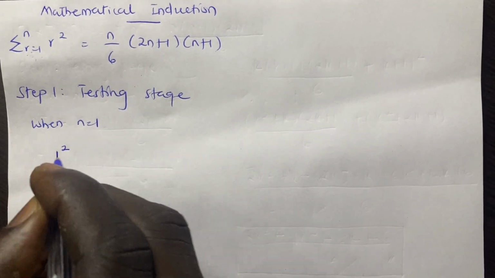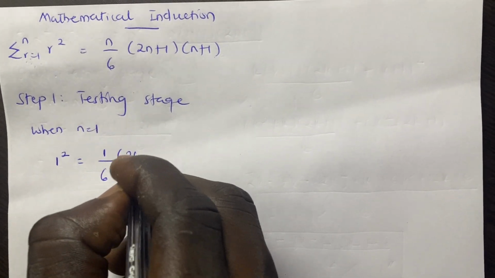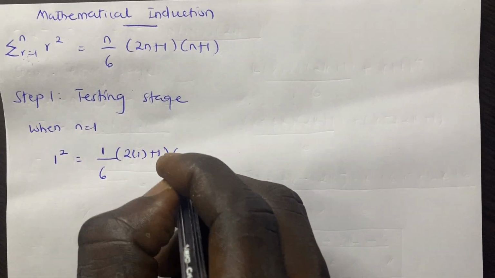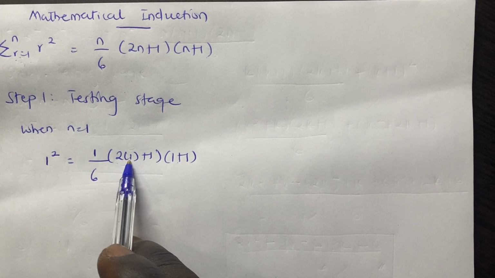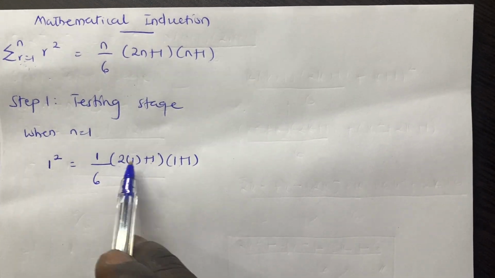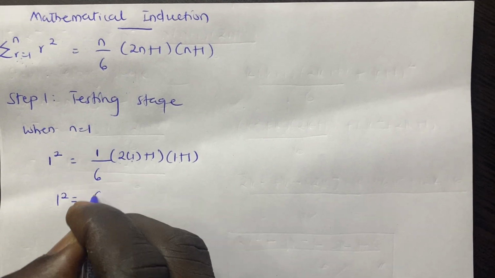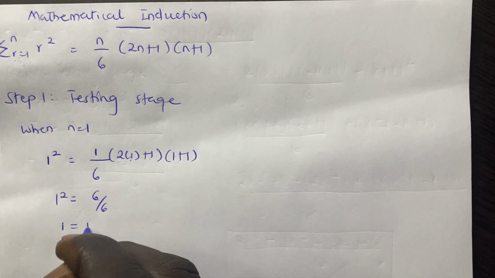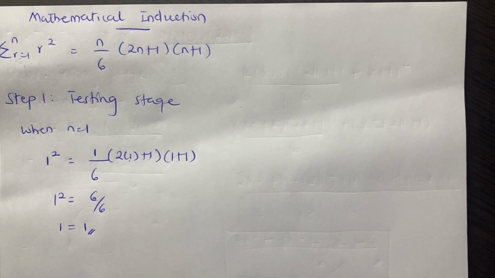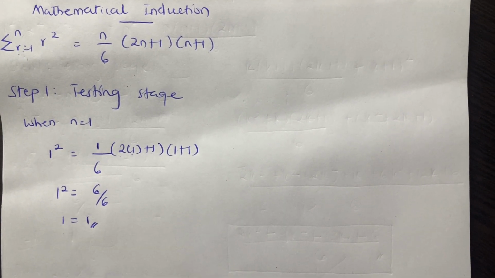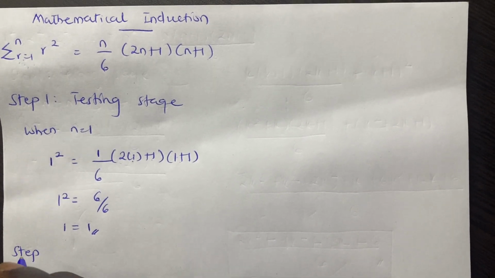So we are getting 1 squared is equal to 1 over 6 into bracket 2 times 1 plus 1, and then 1 plus 1, right? So this one is going to give us 2. 2 times 1 is 2 plus 1, which is 3. So 3 times 2 is 6. 6 times 1 is 6. So we are getting 1 squared is equal to 6 over 6, and this 1 is equal to 1, right? So now we've tested it, and we've seen that the left hand side is equal to the right hand side.